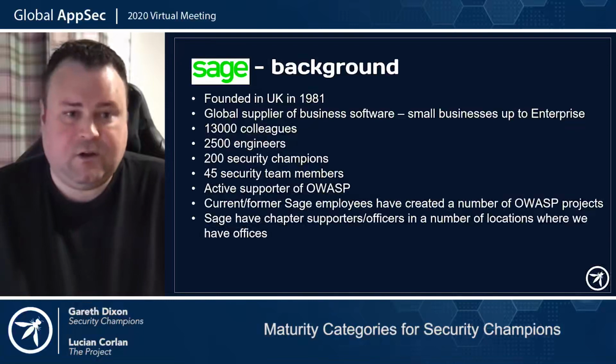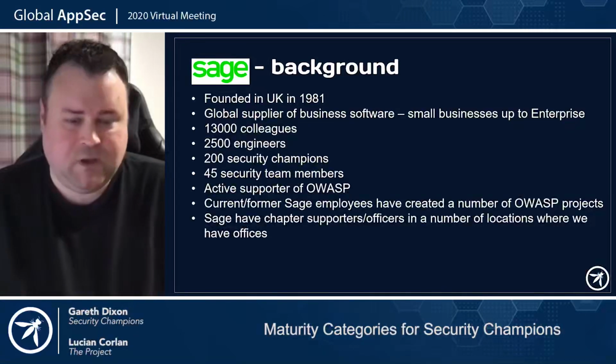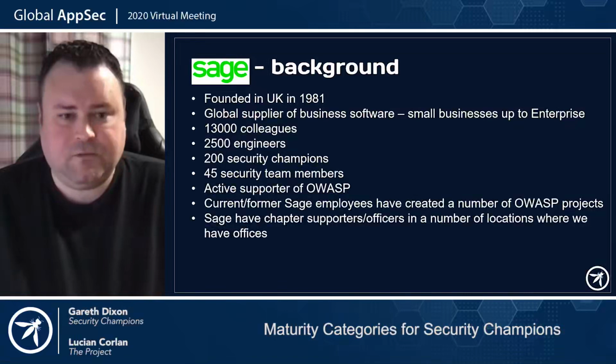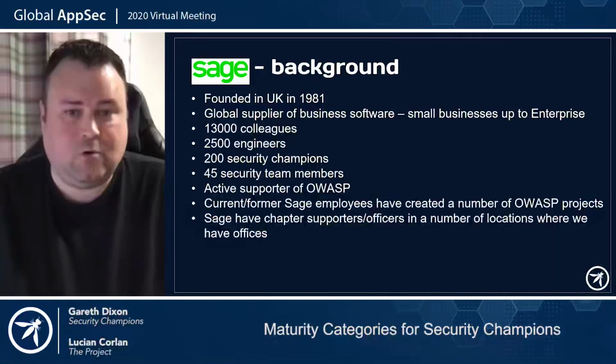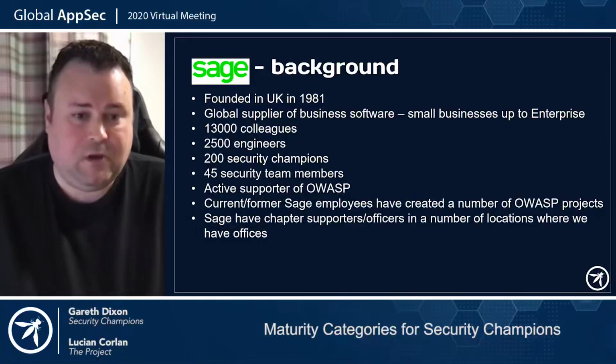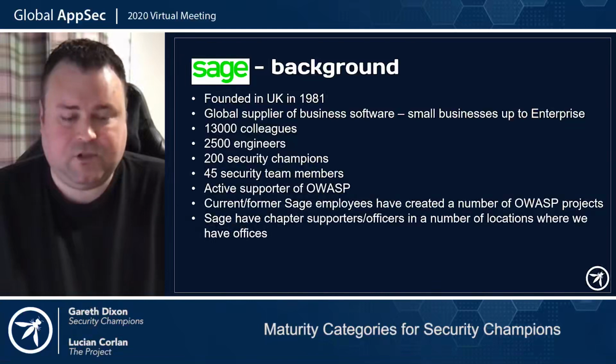And within the engineering community, we have 200 security champions now, and we support a global security team who have 45 members. We're an active supporter of OWASP, and current and former Sage employees have created a number of OWASP projects. And where we have offices, we also support chapters through attendance, or actually some of the Sage employees are officers for those chapters.